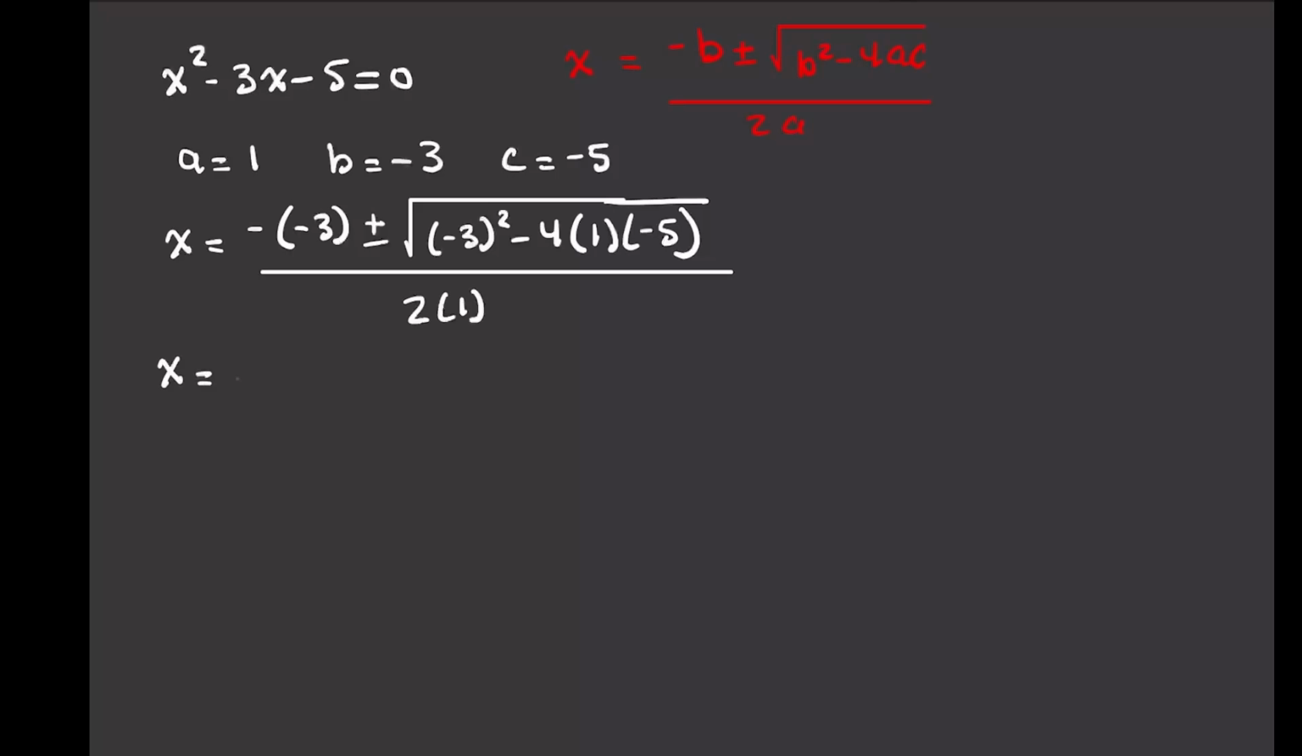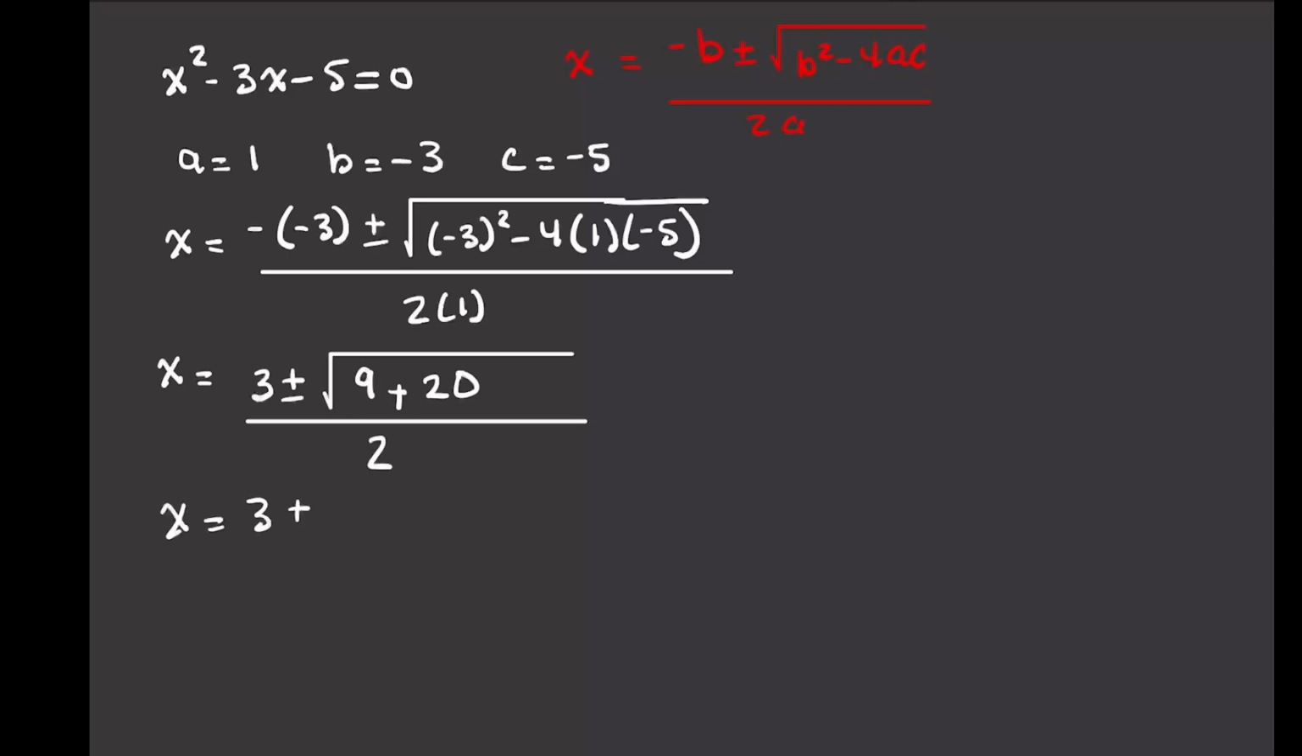Using the order of operations now, I'm going to simplify my solution. So negative times a negative 3 gives you a positive 3, plus or minus the square root of negative 3 squared, which is 9, minus. Now notice it's a minus and a minus, so that gives me a positive. 4 times 1 times 5 is 20, all over 2. Now I can add the 9 and the 20, which gives me 3 plus or minus the square root of 29 all over 2. I can't reduce it anymore, so that would be my final answer.